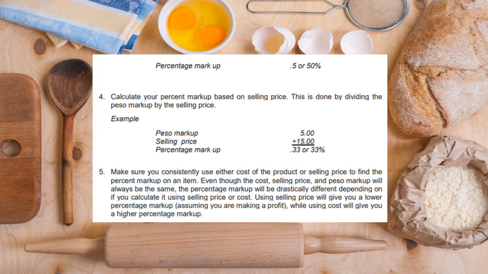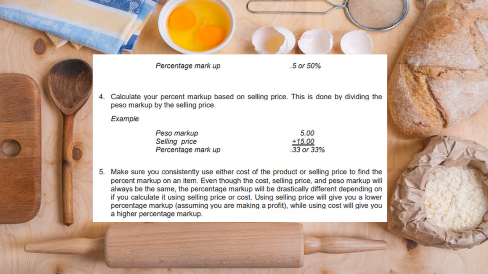Calculate your percent markup based on selling price. This is done by dividing the peso markup by the selling price. Example, peso markup 5 pesos. Selling price is 15 pesos. So the percentage markup, or your profit, is 0.33 or 33%.